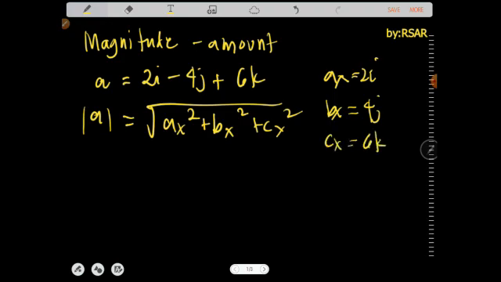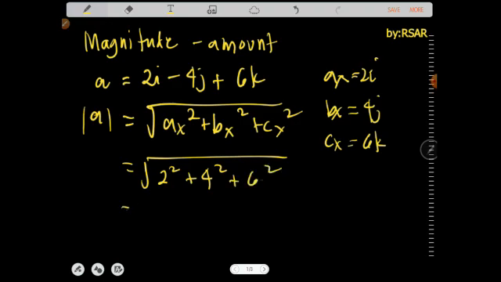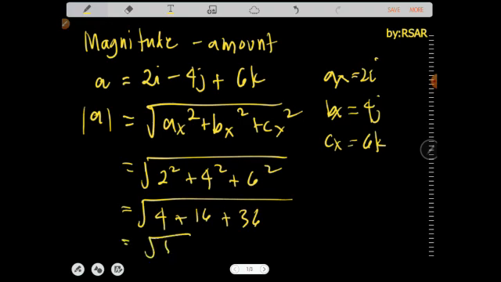Okay, ngayon, magtatanong kayo, bakit yung 4j is hindi naka-negative? Kasi nga naka-raise siya sa squared. Ayun, substitute the value to the equation. That is equals to 2 squared plus 4 squared plus 6 squared. Okay, so that is equals to square root of 4 plus 16 plus 36. Okay, so that is equals to square root of 56. Or, pwede pang i-simplify, magnitude of A is equals to square root of 4 times square root of 14. Pwede pa rin. That is equals to 2 square root of 14.